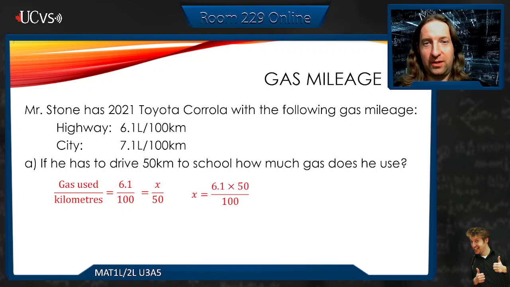Remember, the trick to solving it is we multiply across the diagonal and then divide. So we multiply across the diagonal and then divide by the third number. So again, this is going to be 6.1 times 50. That's my diagonal. And then divide by 100. And that works out to 3.05 liters.